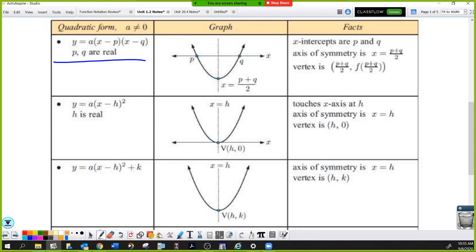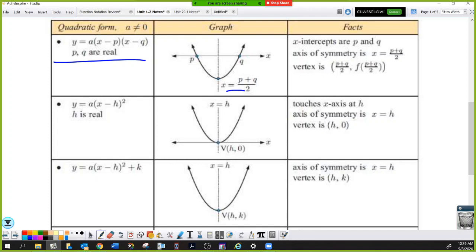If I gave you a quadratic in intercept form and you wanted to know where the axis of symmetry is, you could either memorize the formula, p plus q divided by 2, or you could just understand where it's coming from. It's literally halfway between the two x values. So rather than memorizing this formula, what's the point? As long as you understand what was happening, you just went halfway between the two x-intercepts.